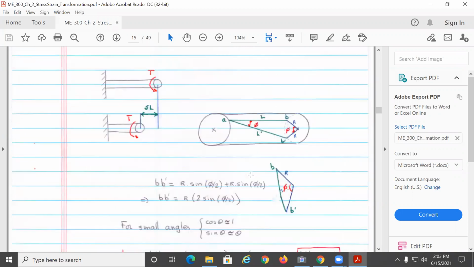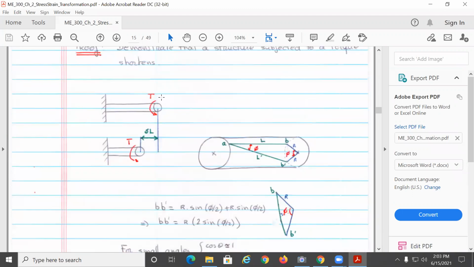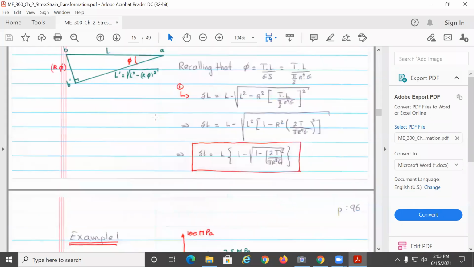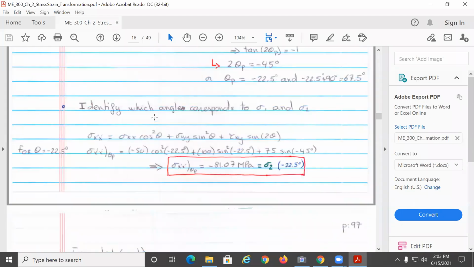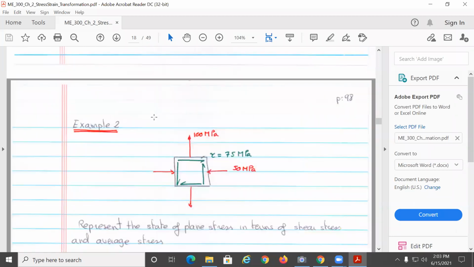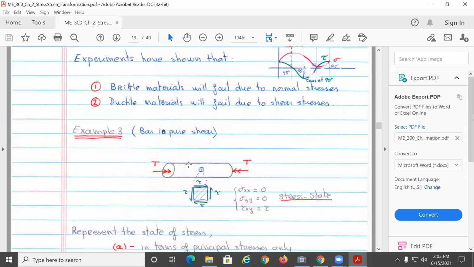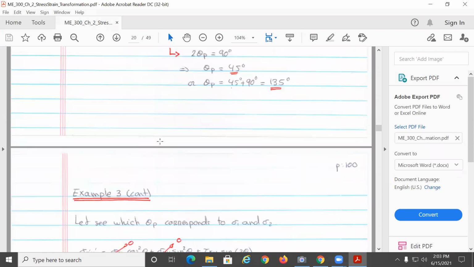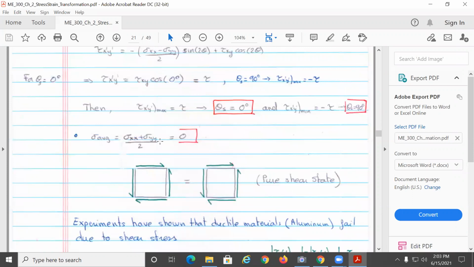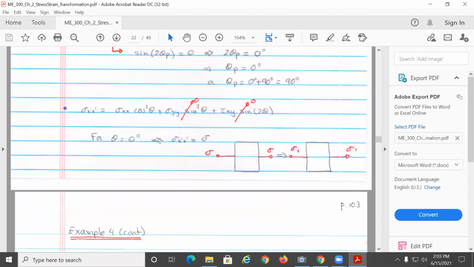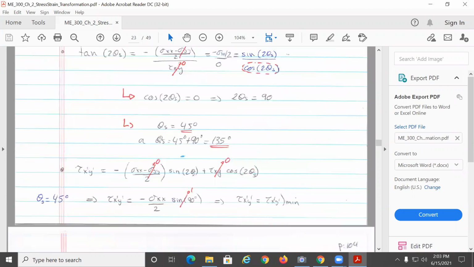And that's why when you have a brittle material and you apply torque, it will break due to the normal stress instead of the shear stress. All right, so I guess here's more examples. This is the same thing that we have done, bar in pure shear. So this should be the same thing. Bar in pure tension.